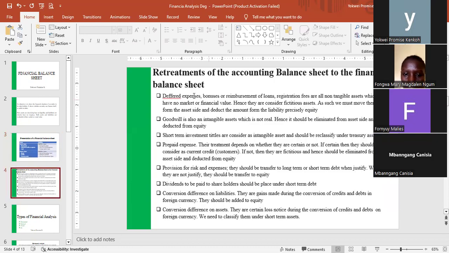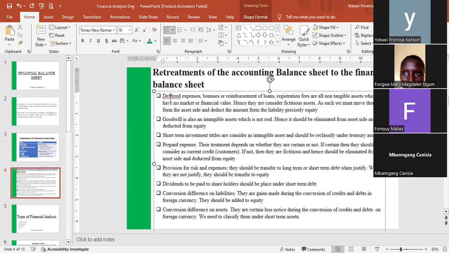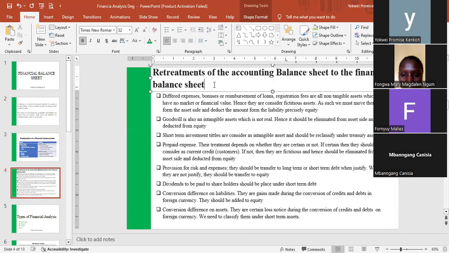So these are the treatments that we have to undergo with the accounting balance sheet before it will give us the functional, before it will give us the financial balance sheet. So these are some of the rules here. Based on this, at the end of the class, I will send you the slides so that you can follow, print, or use them however you like. I'm going to send the PDF format, because these are the rules here. There are many, and with these rules, you have to obey them.